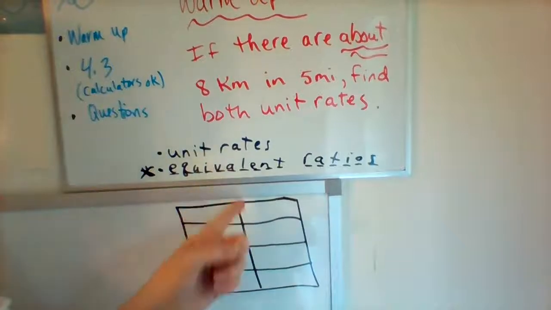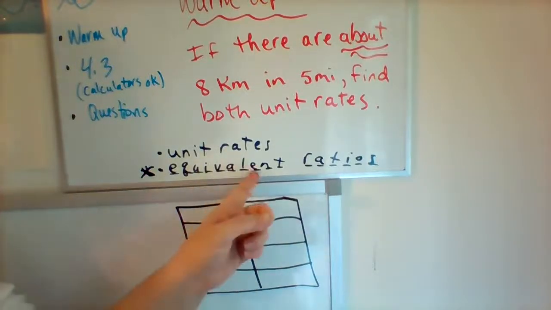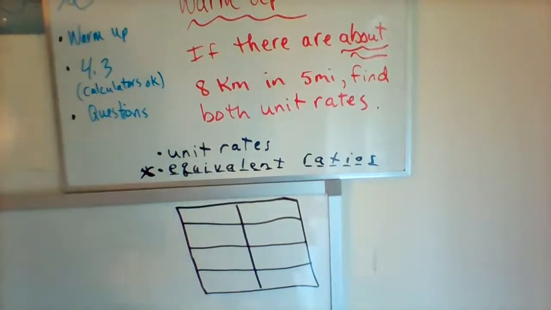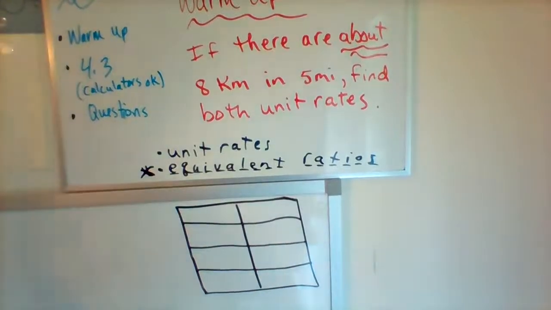I'm asking what are the 2 quantities that we're comparing here in the table? If we are using a table to represent equivalent ratios, then we're comparing 2 or more quantities. Now I've designed this because we're comparing 2. What are the 2 quantities that we're comparing in this problem?